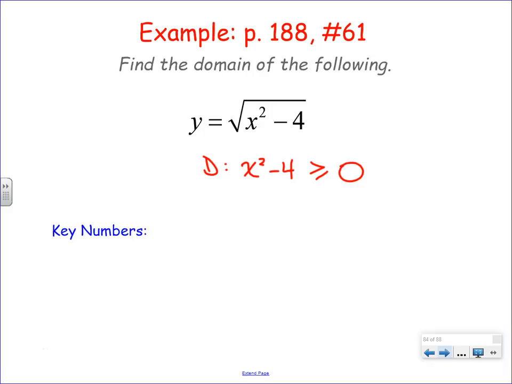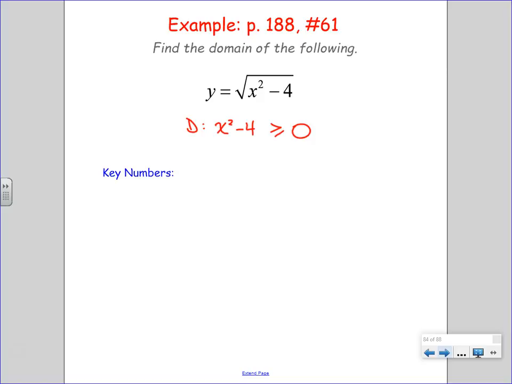Right? Yeah, that's why I'm doing an example. So, putting together what we know, domain problem. What's underneath has to be greater than or equal to 0. How would we solve? I have key numbers written. What are we doing? Factoring. So we can make this into x plus 2 times x minus 2 greater than or equal to 0. What are my key numbers then? x equals plus or minus 2.